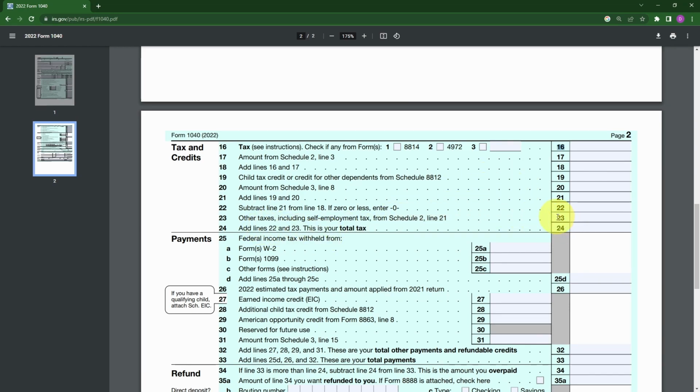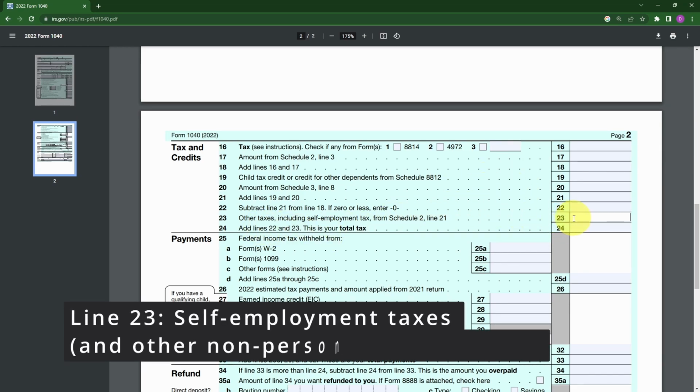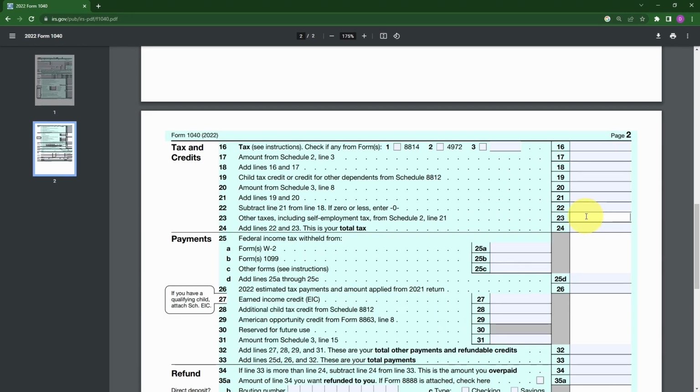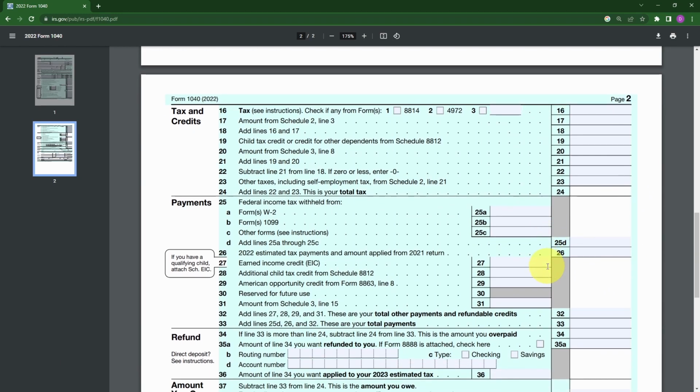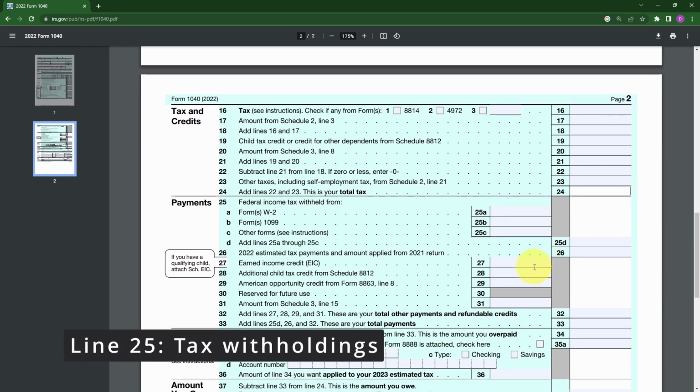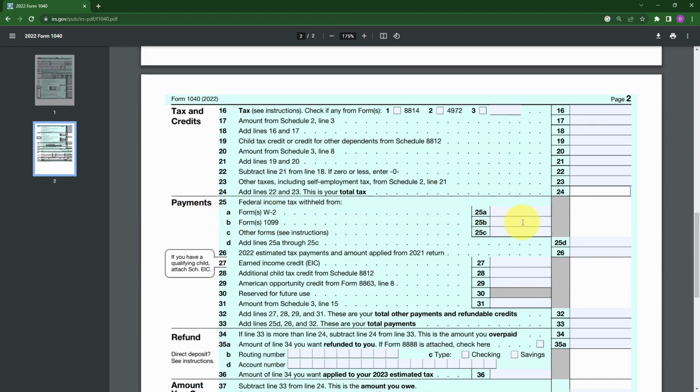Line 23 here is going to be the taxes from your self-employment income. So if you worked gig work, it's going to be listed here. Your total taxes, including self-employment and your personal income taxes, are going to be line 24. Now, if you had any taxes withheld from your paycheck, this is going to be listed on line 25A. And your total withholdings from all your tax forms is going to be listed on 25D.